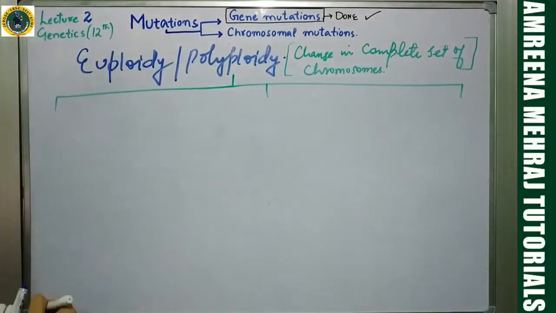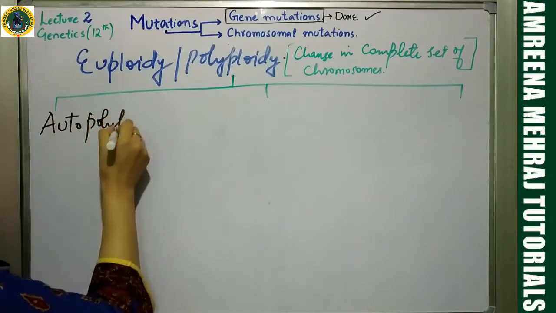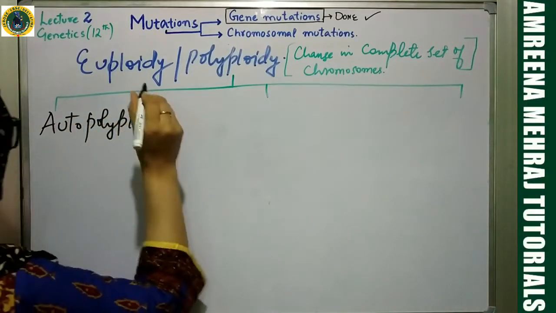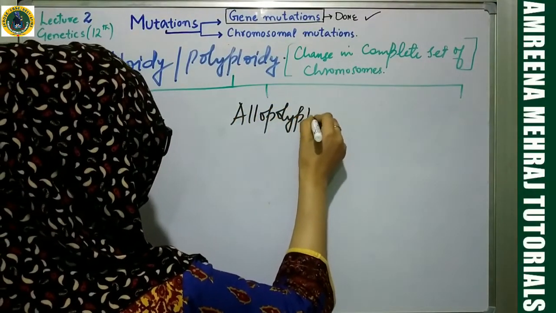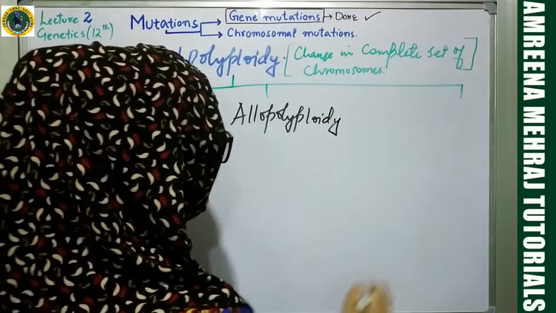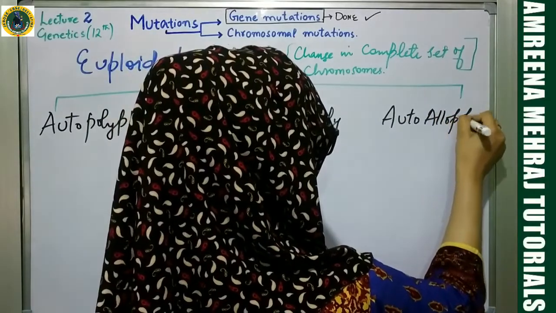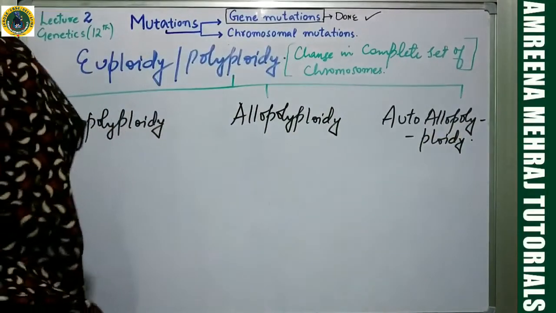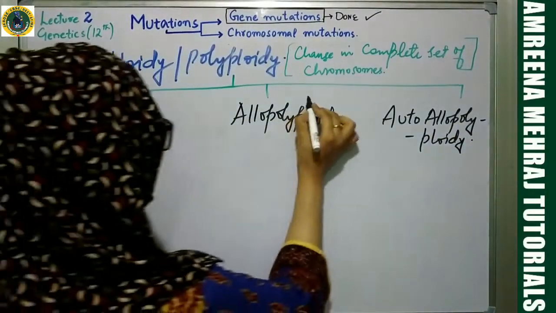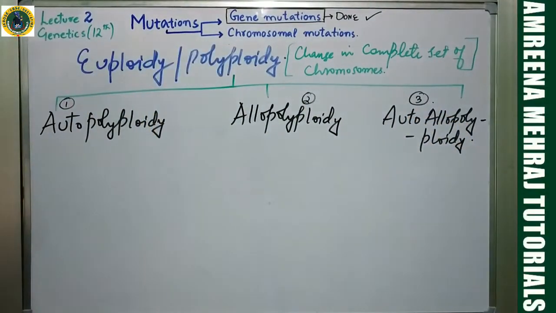Number 1 is autopolyploidy. Number 2 is allopolyploidy. 3rd is autoallopolyploidy. Very interesting. So you have 3 types. These are the 3 types of your euploidy.